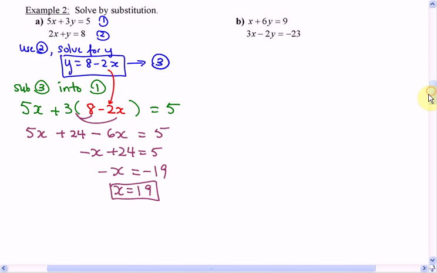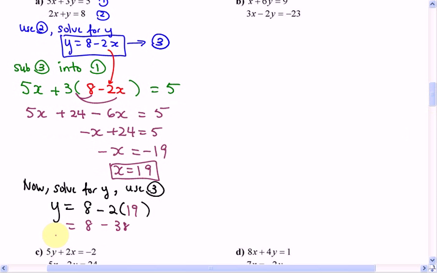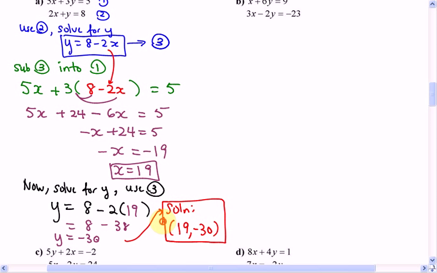Don't forget you're still not done yet, because you need to now solve for the other variable. So now let's solve for y. And we're going to use equation number 3 to do that. So y equals, and number 3 is just up top here, 8 take away 2, and wherever you see x, replace it with 19. 8 minus 38, how about negative 30? So y equals negative 30. And please write your solution as an ordered pair. So all this work, and I'll say the solution here is x is 19, y is negative 30. Ta-da.